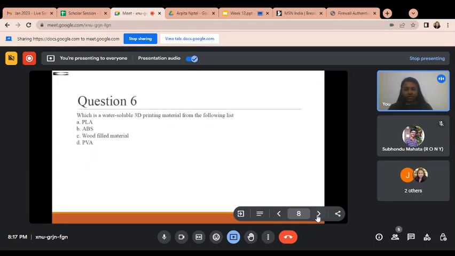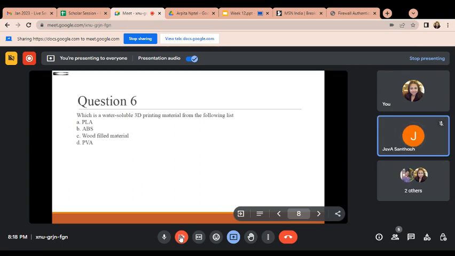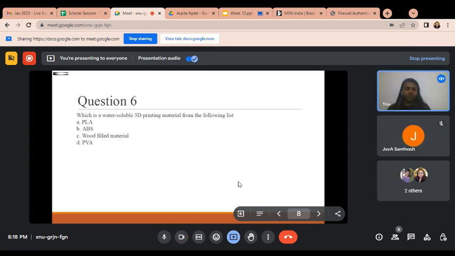Which is a water soluble 3D printing material from the following list. The first option is PLA, the second option is ABS, the third option is wood filled material, and the fourth option is PVA. Take your time and then try to give the answer. PVA. Yes, the right option is PVA. Good.